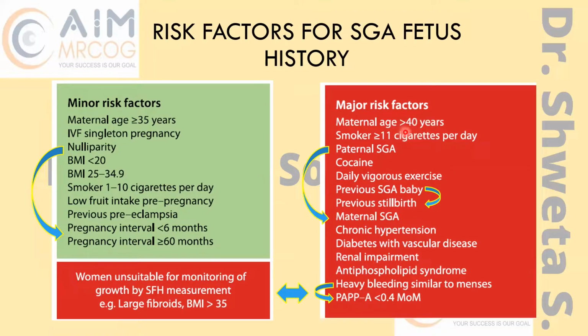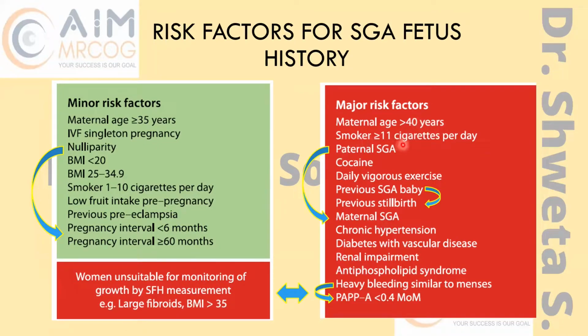There will be chances of stillbirth. So the age is very important. So age more than 40. If they give you a 41-year-old woman, then there is no need of looking for other minor risk factors or other previous history. That is enough for you. More than 40 years, very important.